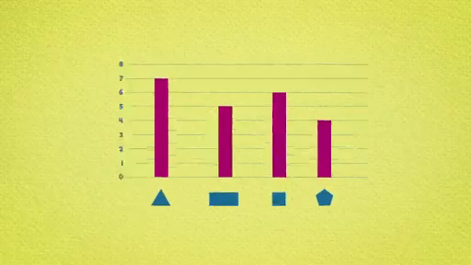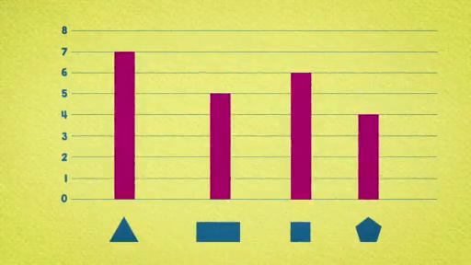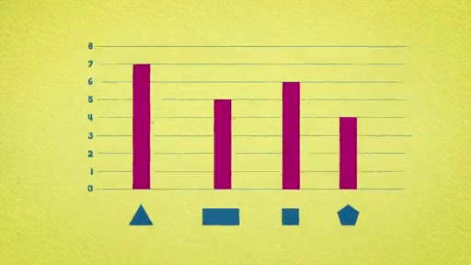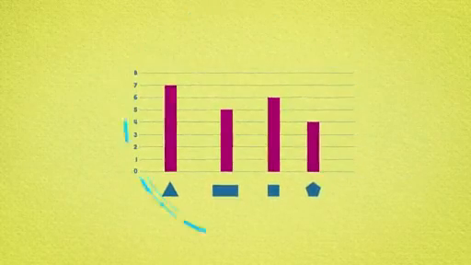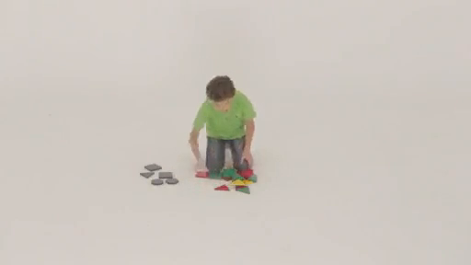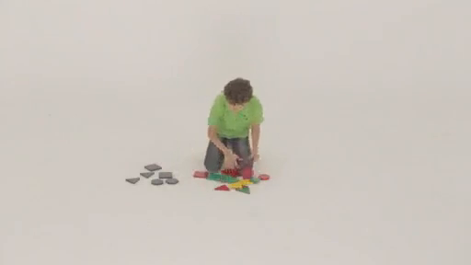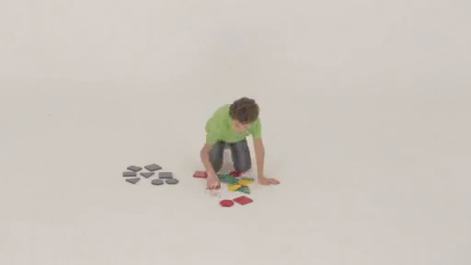We can see that triangles are the biggest number, followed by squares, rectangles, and lastly, pentagons. Graphs help us represent a large amount of information simply. Now, what if Mustafa wants to organize the shapes he has according to their colors? Let's see. This time, we group them based on their color and their color alone.